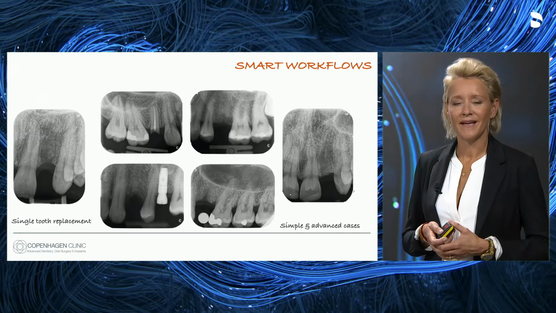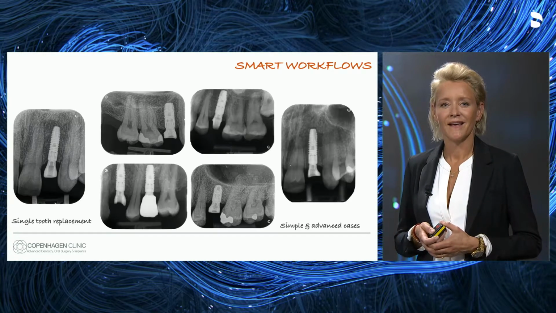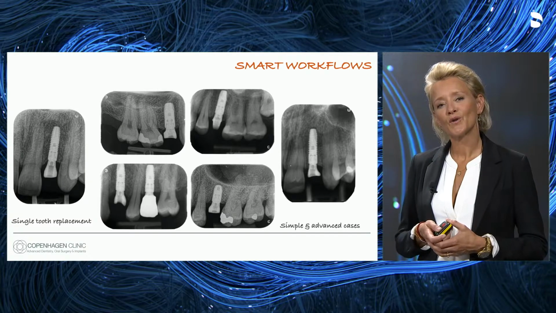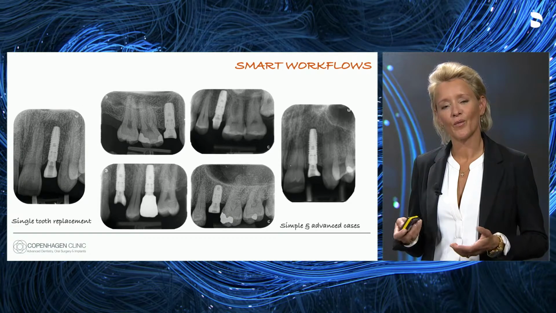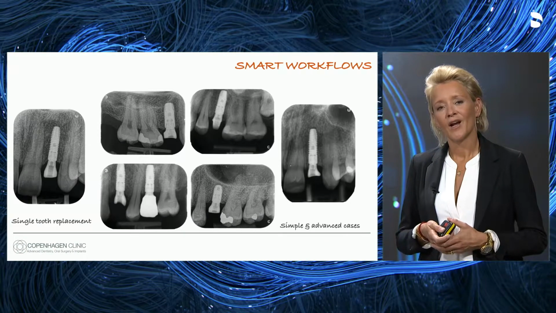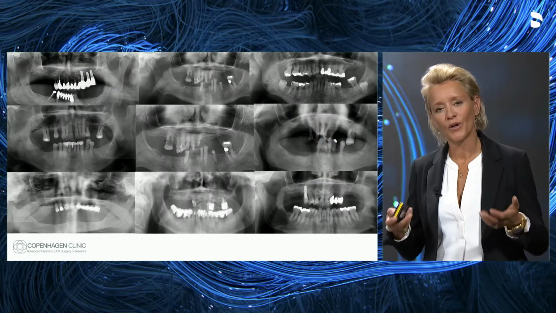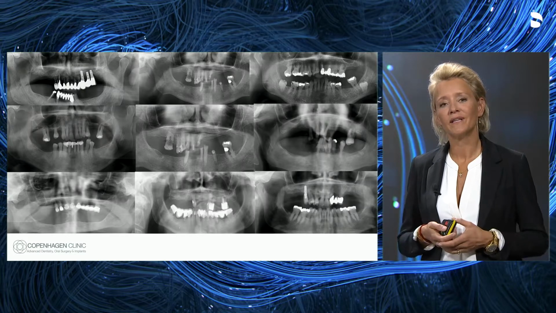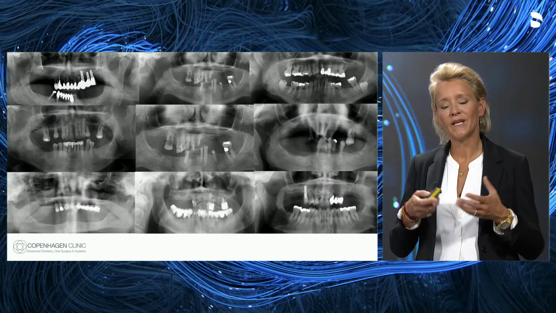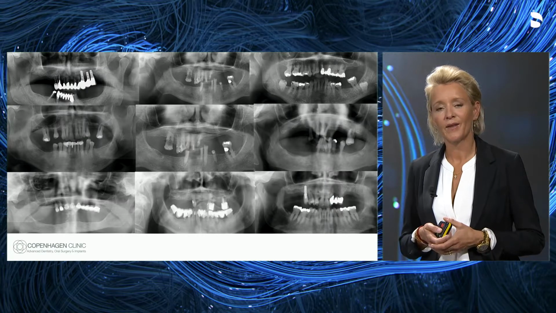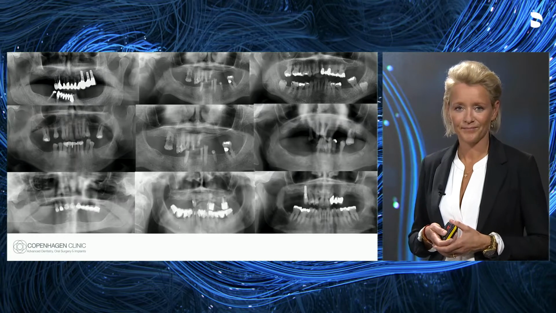So, simple cases, advanced cases, and in this case, single cases, we can use the Acento, but we also have much more complex cases like the ones Mark talked about. Complex cases where we need to rehabilitate the whole mouth, the upper jaw and the lower jaw, and here we really need the smart flow, and we need to be able to create a treatment plan that helps us to make the best outcome for the patient.